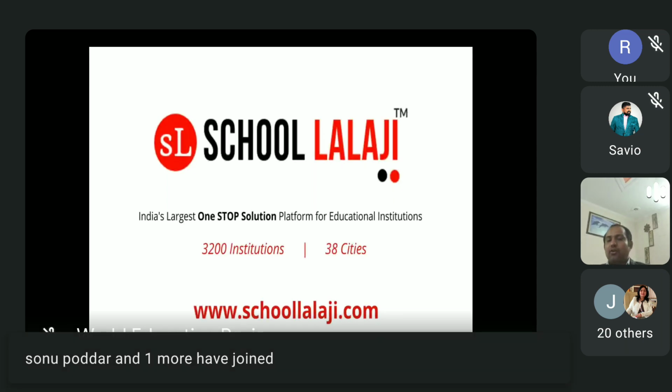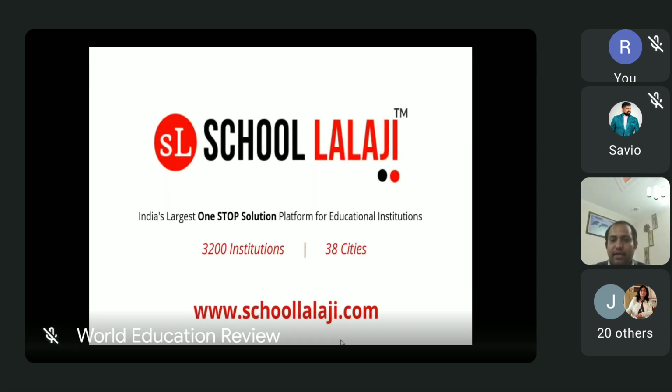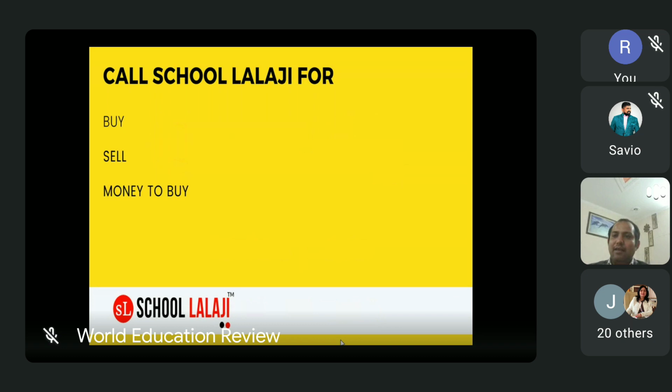So most of you are already aware of School Lalaji Solutions. We are India's largest one-stop solution platform for educational institutions. We are present in more than 42 cities, working with around 4,500 institutions. We primarily help educational institutions in three ways. We help them in buying the right thing from the right people at the right price. We also help them in selling their old stuff like their old buses, generators, furniture to other institutions who may need that. We also help institutions in raising money, that may be in terms of loans or fee financing.